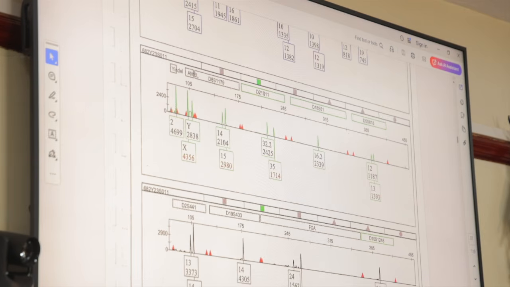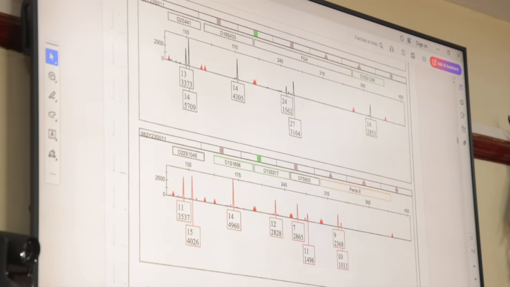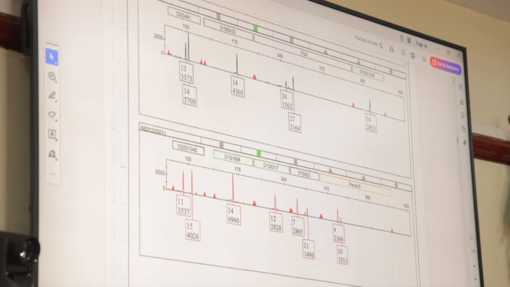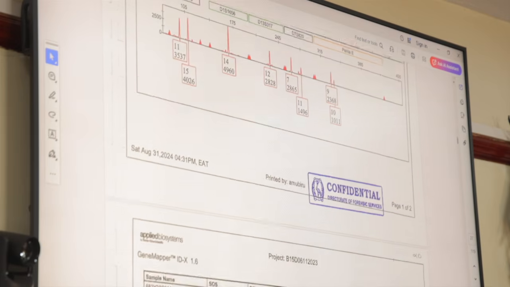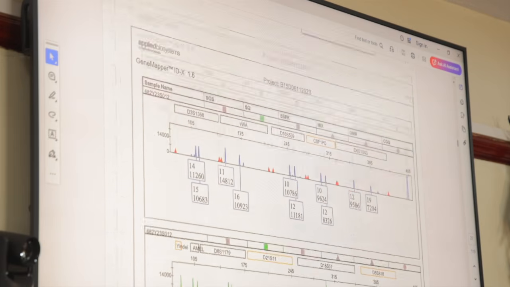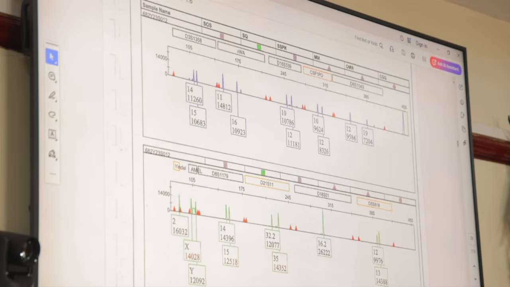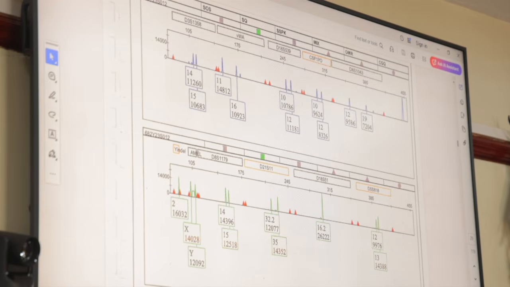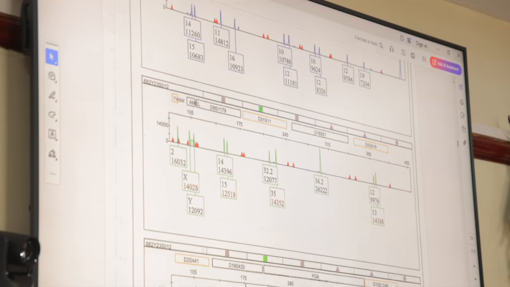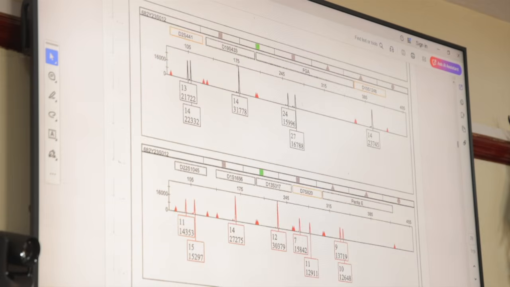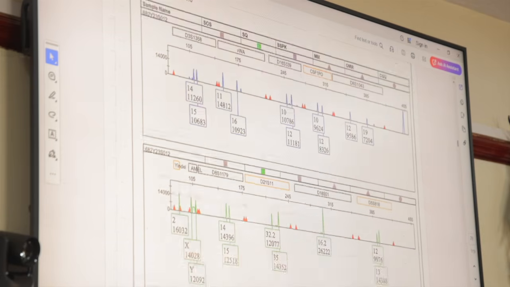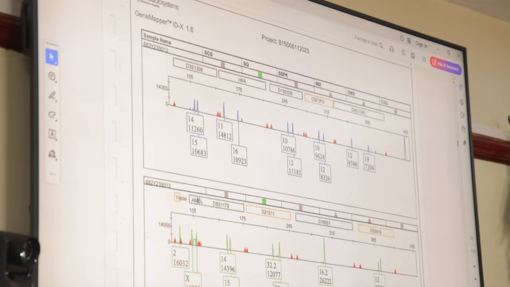And then sample S012. This is at page 29. Yes, no evidence of ladder contamination, but there is evidence of a mixture. Please confirm that all these samples were also run in the same batch. Yes, they were.